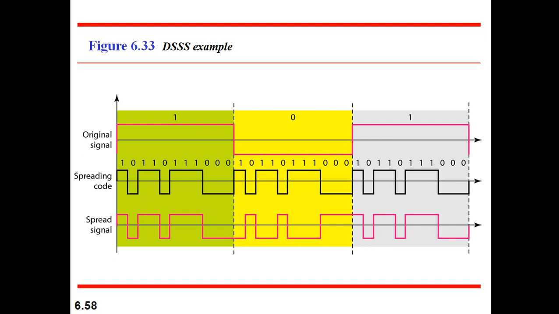Here you will get a question on these two topics. One is: with a neat diagram explain FHSS, that is, frequency hopping spread spectrum. Or you will get a question: with a neat diagram explain direct sequence spread spectrum.